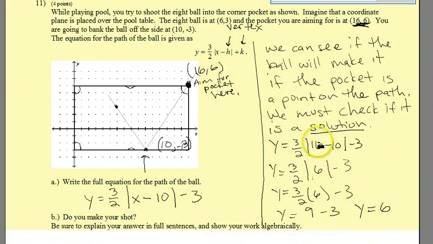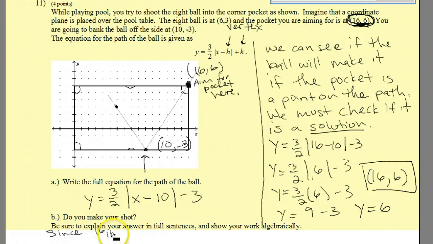So if I plug in 16 for x, we get y, which is exactly that point that we're looking for, 16 for x, 6 for y. That is a point, a solution on our graph. Since it's a solution, we will make the shot. So since it's a solution, I will make the shot. And that's it.